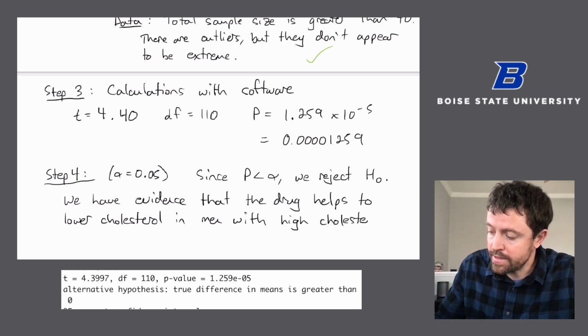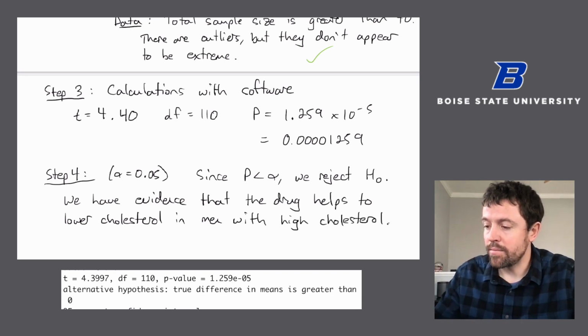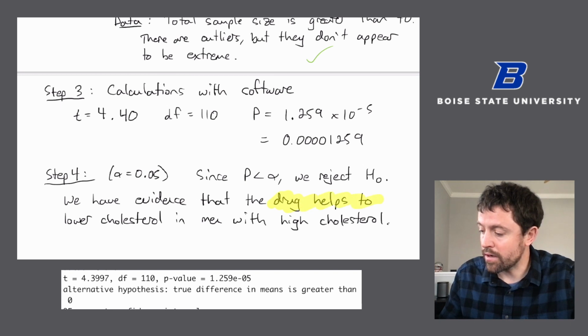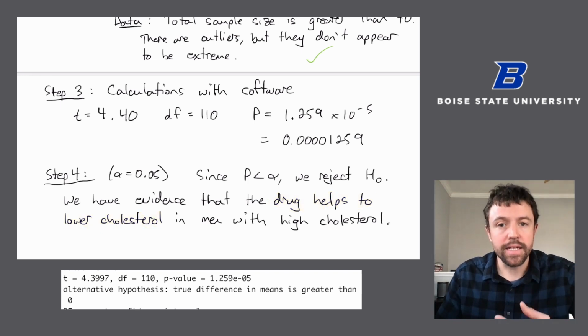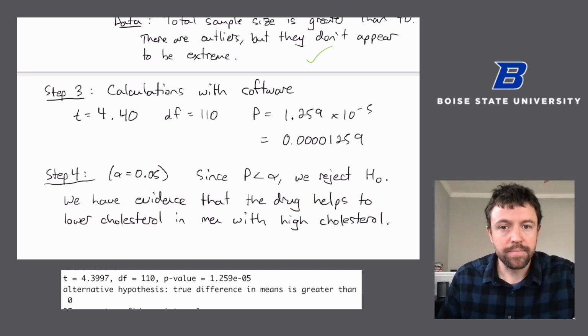And notice, because this is an experiment, it is reasonable to state this the way I just did. That is, I implied causation here, right? I said the drug helps to lower cholesterol. That's indicating some expectation of causation, that the drug is doing it. It's an experiment. It's reasonable to infer that from the results.